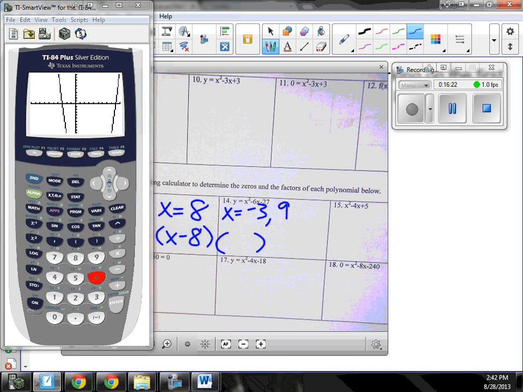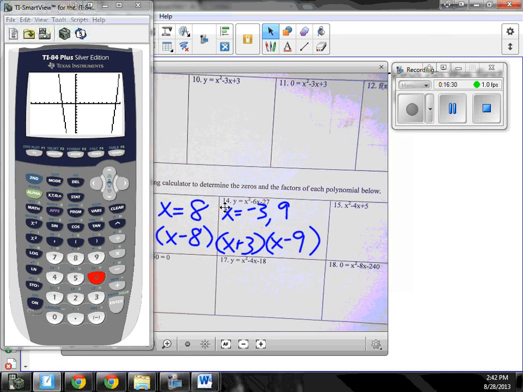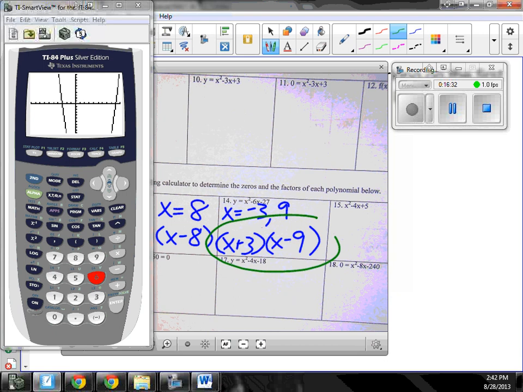What would the factors be? X plus 3 and x minus 9. And the neat thing is, if I took those factors and distributed them, a lot of you use FOIL. If I multiply those together, I will get that polynomial. The polynomial and the roots and the factors are all tied together, and you can create any one from any of the others.